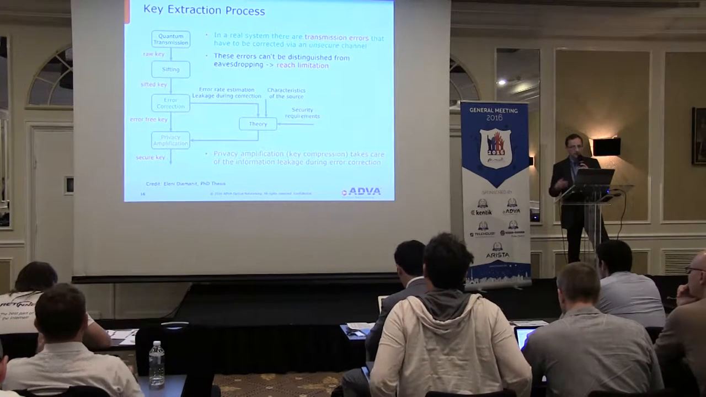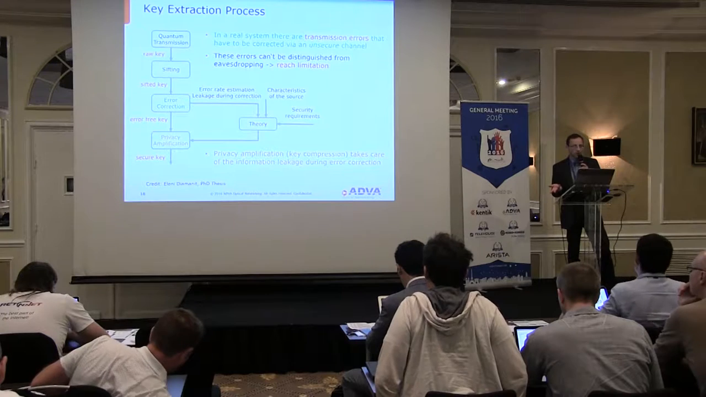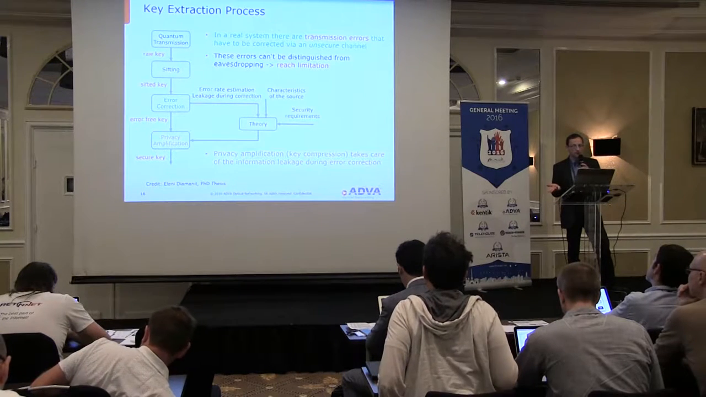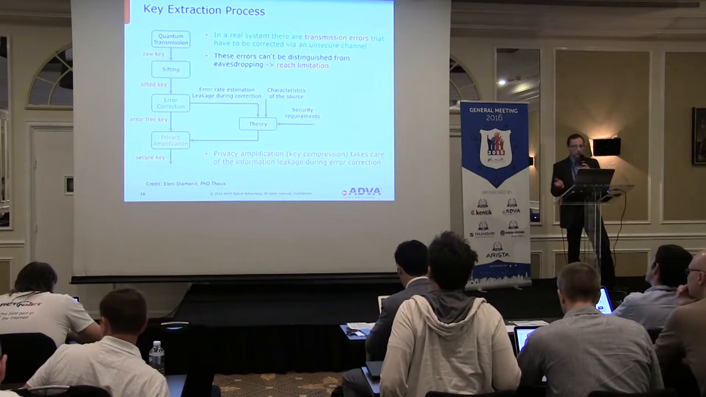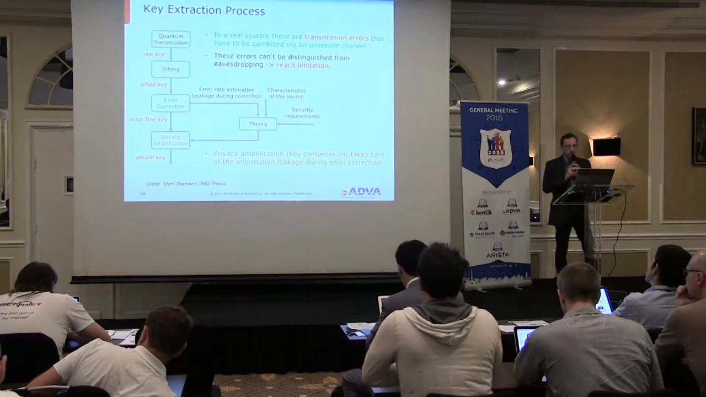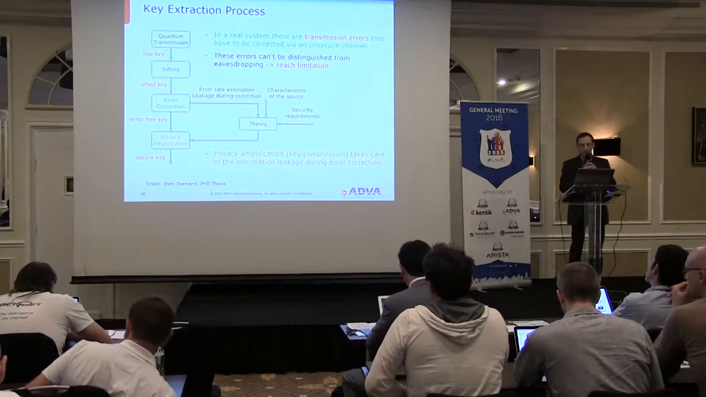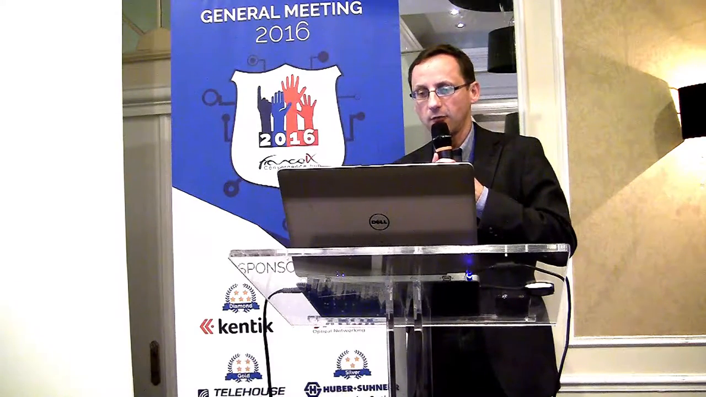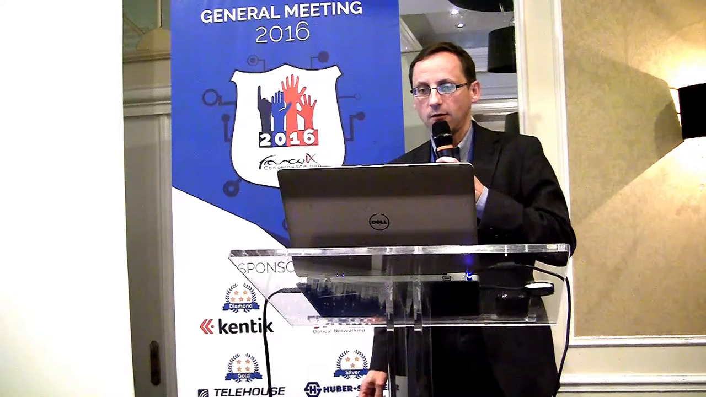Based on all this, on the estimation of the error rate and on the leakage during this error correction, you have to do as a last step so-called privacy amplification, to make sure that the key is compressed so much that a possible attacker cannot have any information on the key. So now let's look at what you can do with this kind of system.